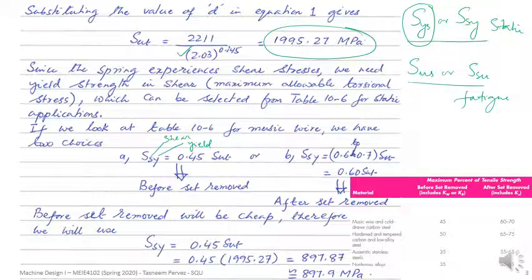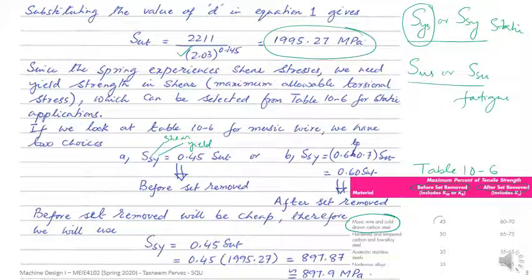How we will get it? We will get it from table 10.6. You can see over here, this is the music wire. And I have two conditions: before set removed and after set removed. This manufacturing process is expensive, but it removes the residual stresses in the spring. So what it does, it removes the residual stresses in the spring after the manufacture.